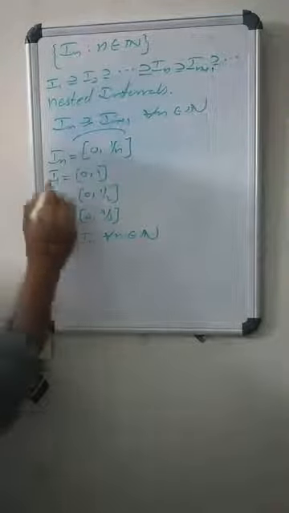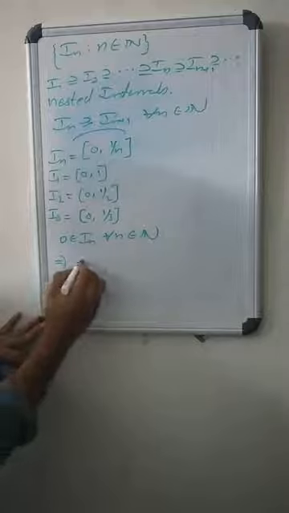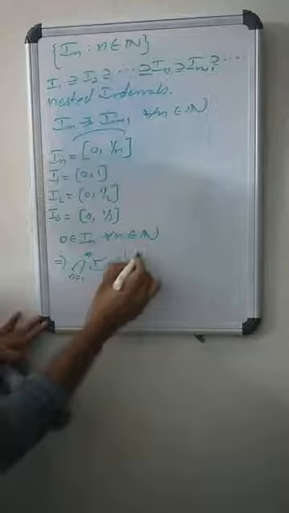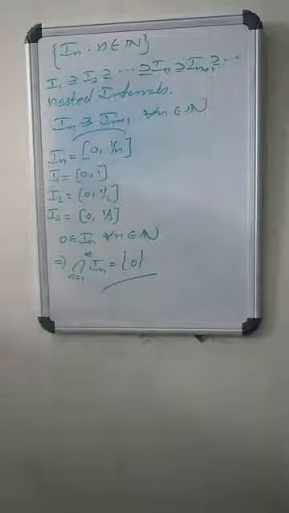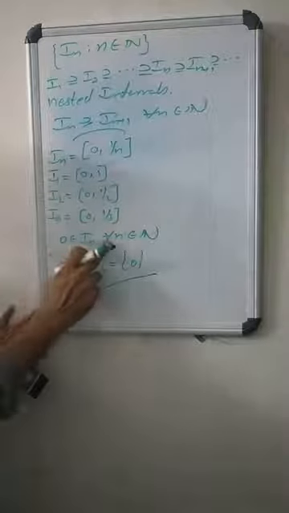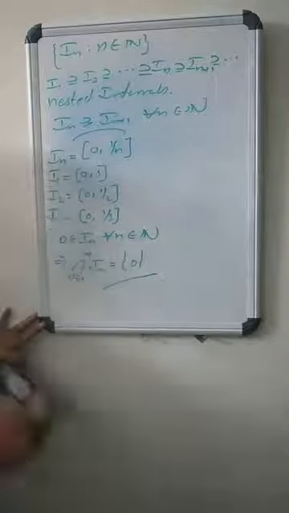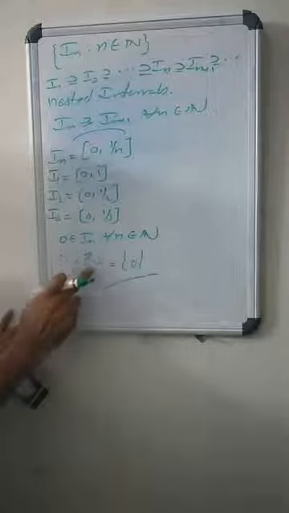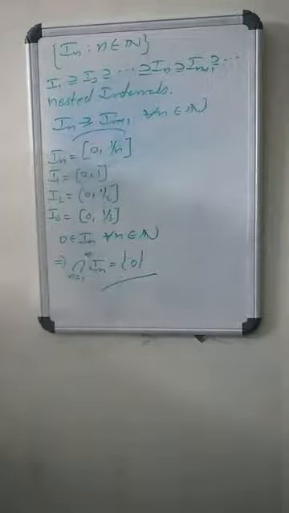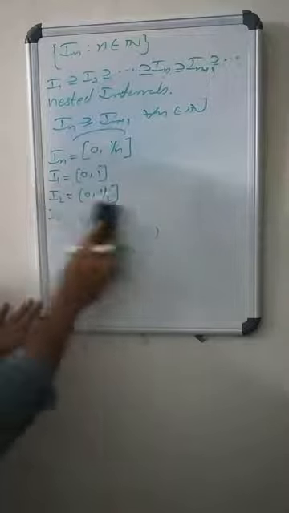That means when I_n equals the closed interval [0, 1/n], then the intersection over n from 1 to infinity of I_n equals the singleton set {0}. When I_n equals [0, 1/n], then 0 is present in I_n for all n in N, which is immediate from I1, I2, I3, etc. Then we can conclude that the intersection over n from 1 to infinity of I_n equals the singleton set {0}. Agree? Now we discuss an important property, the nested interval property.